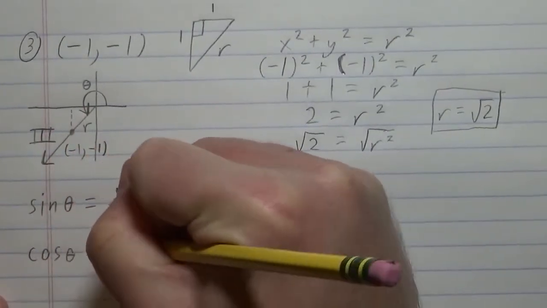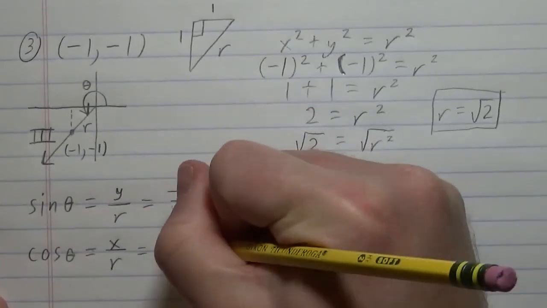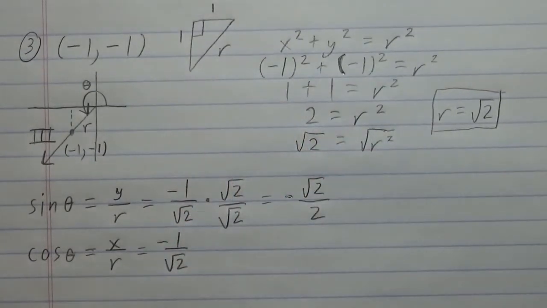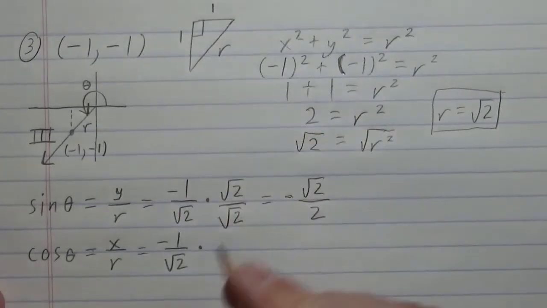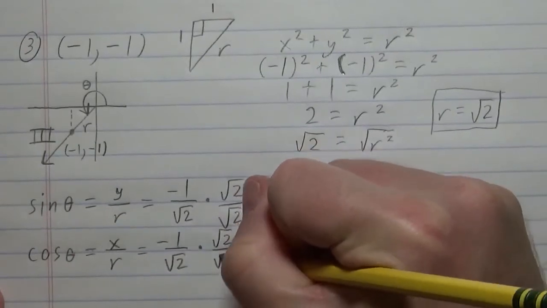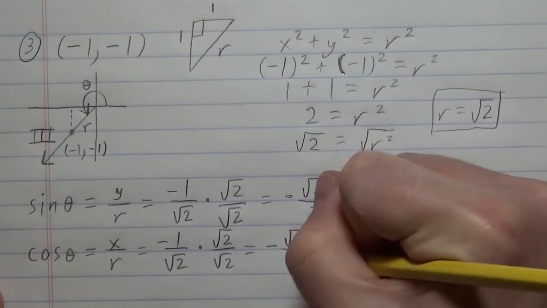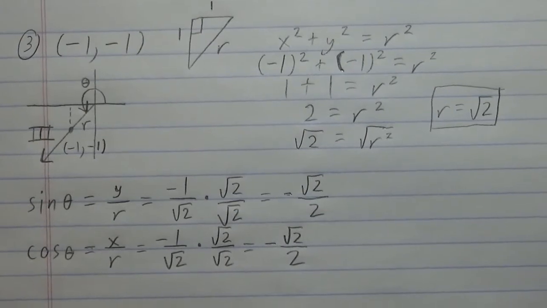Cosine of the angle is defined as the x-coordinate over r, which is the same thing. This is a coincidence. Sine and cosine don't always output the same, and yes, this is an output. Input the angle, output a ratio. But in this case, we do get the same output for sine and cosine. Unacceptable to have a square root on the bottom, so we multiply it by the equivalent of 1, and we get negative root 2 over 2. So we are getting negative outputs for our ratios, which is fine.